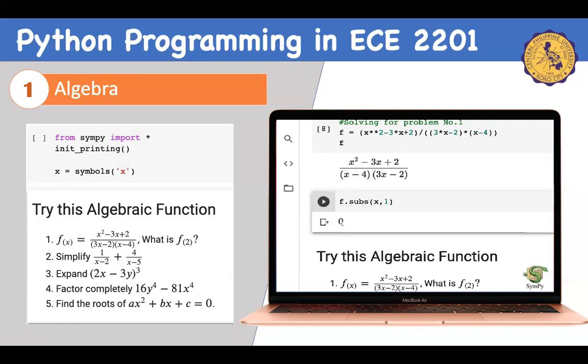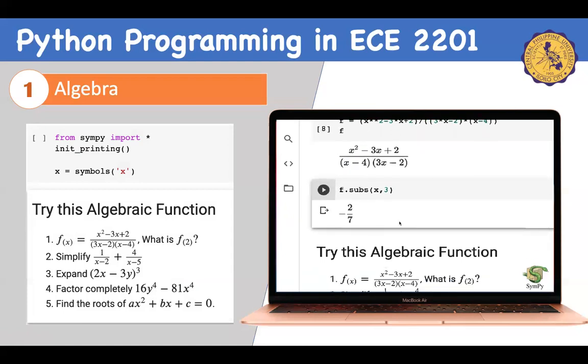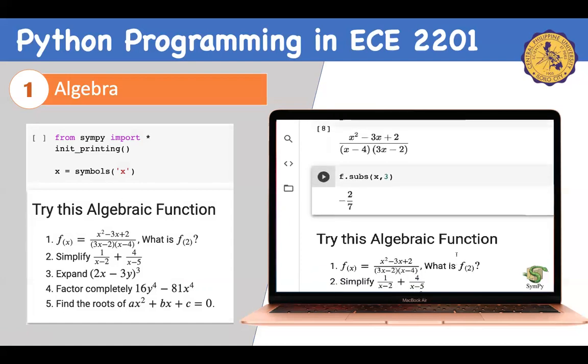Same is true with 1. It will become 0 when you input the value of x, since the numerator has a factor of x minus 1. Now let's try 4. If 4 is substituted into the fraction, it will give you infinity, because the denominator will become 0. Any number divided by 0 is infinite. Now, if we use 3, the result will be a fraction, negative 2 over 7. That's how you use substitution in algebra.